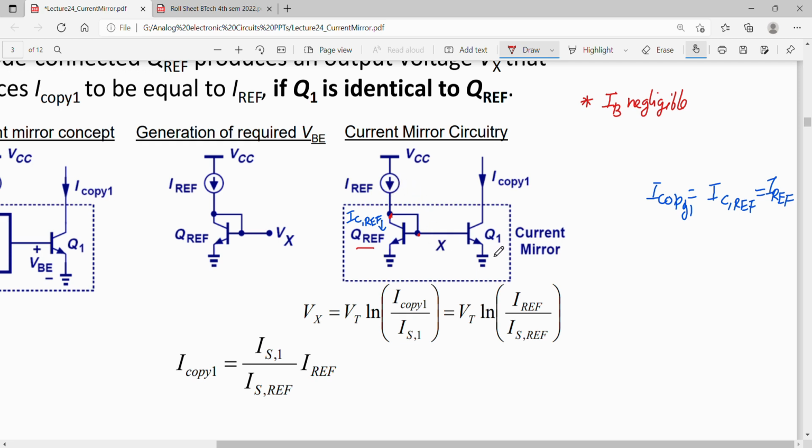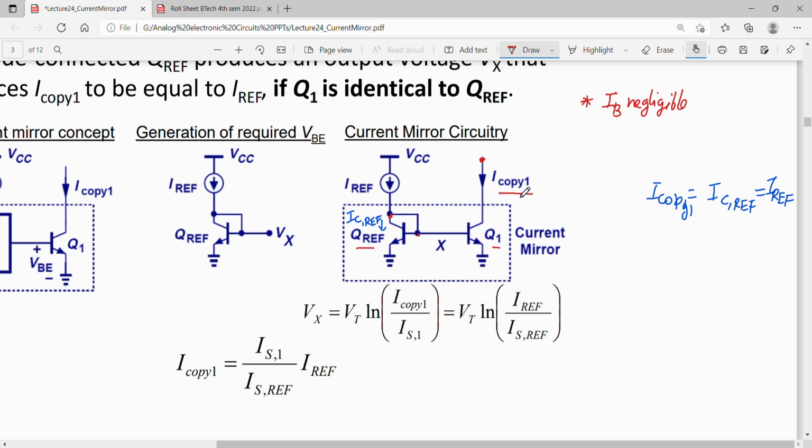Now another transistor Q1 is attached base to base with QREF, okay, this transistor, and this current is I copy 1. So this is equal to IREF. Okay, that is, this current is copied here on this transistor Q1. Now this current can be used anywhere on the chip for biasing some other transistor.